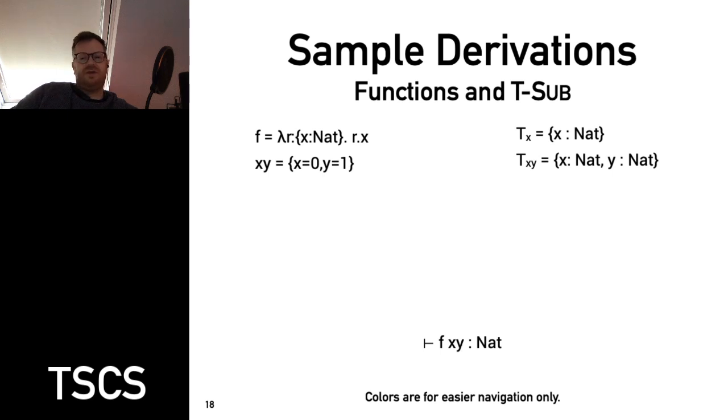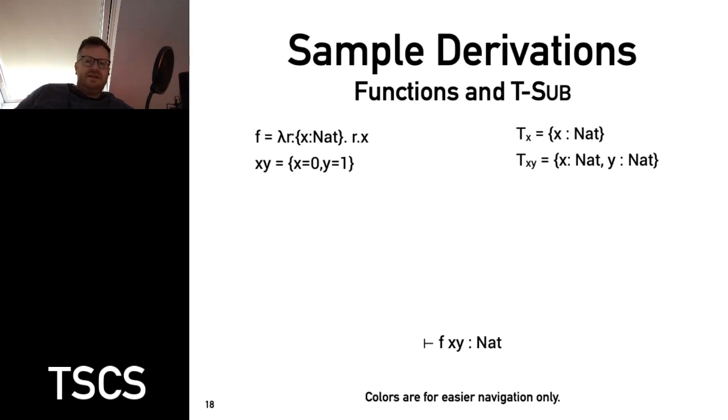Let's do something with functions and tsub. On the bottom part, I left out a few things, and I made this a little bit more tractable for easier navigation. So F is lambda R of type X nut, as a record, and it's a projection to the X part of R. So it selects whatever is an X. So that's F. This XY thing is just a syntactic thing. It's actually one thing. It's not an X applied to Y. It's actually XY.